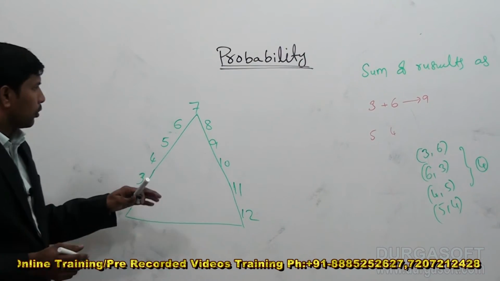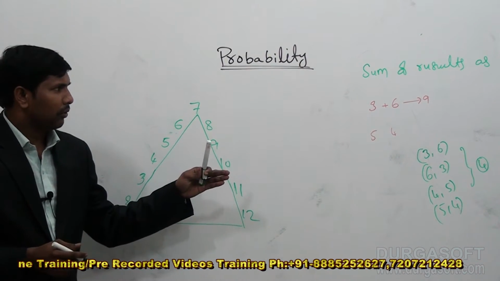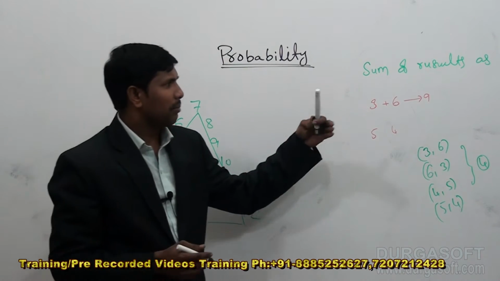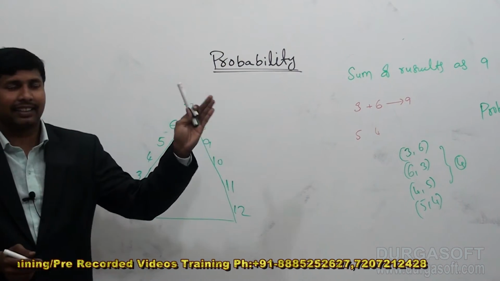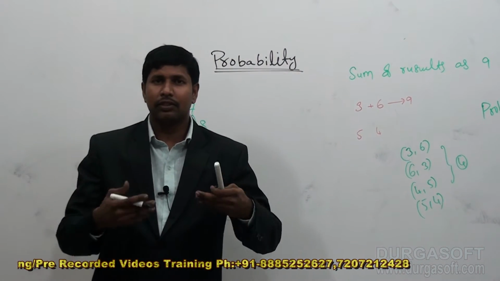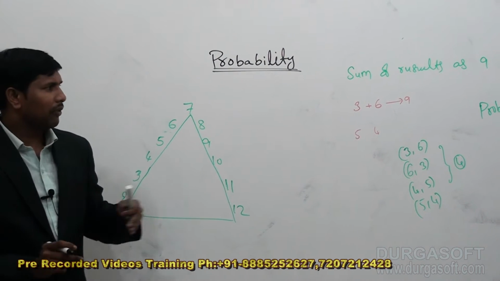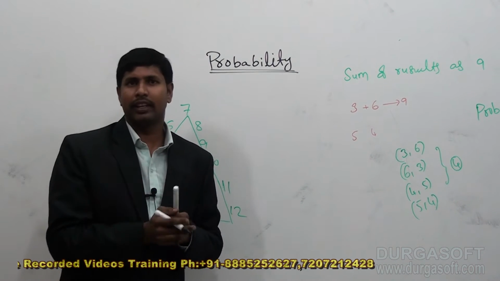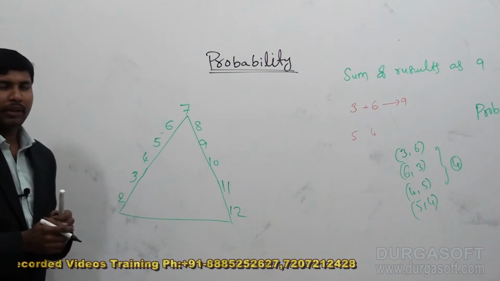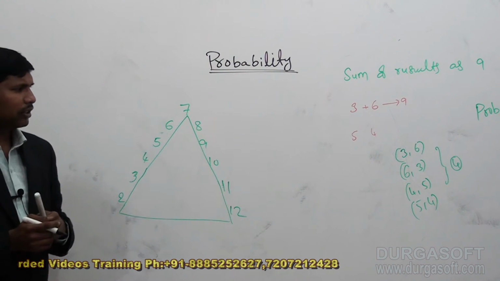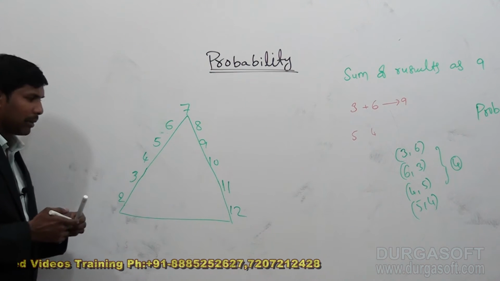Now, whenever there is a question where we are having the sum of results as 9, 10, whenever I am asking you to find out the probability of getting a particular sum for 2 dice, simply we can remember, instead of finding all the possible cases. Now let's see how we can remember.